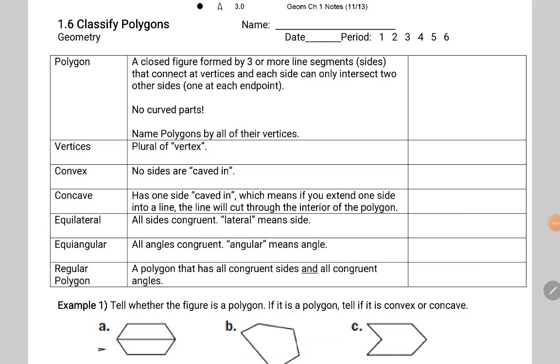Today in geometry, we're going to be classifying polygons. So, a polygon is a closed figure formed by three or more line segments that connect at vertices, and each side can only intersect two other sides once at each endpoint. There's no curved parts. So no curves.